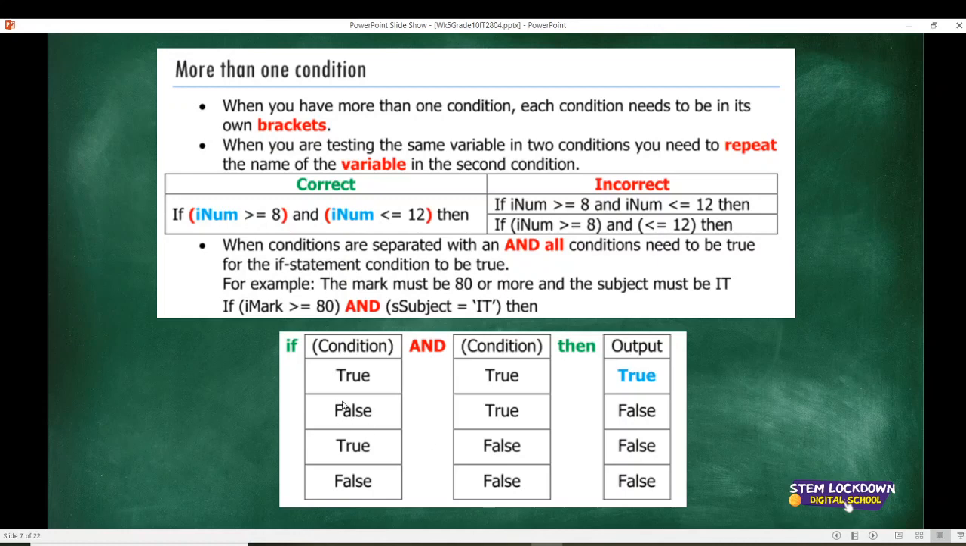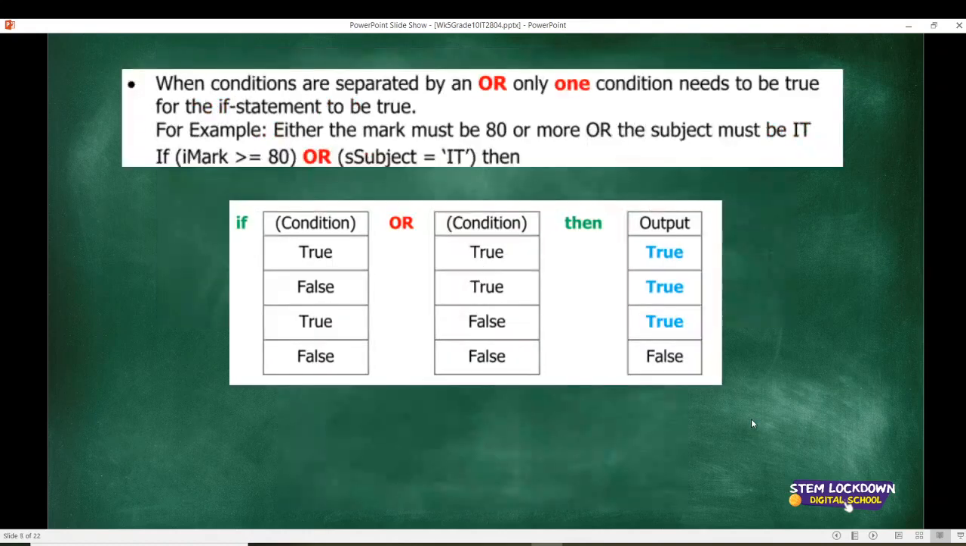But if any one of those conditions ends up being false, then your whole if statement will be false. So if condition 1 is false and condition 2 is true, your if statement is still false. For example, if somebody's mark was less than 80, but they took IT, the then part of the statement would not be executed because both of them would not be true. Okay, so remember that.